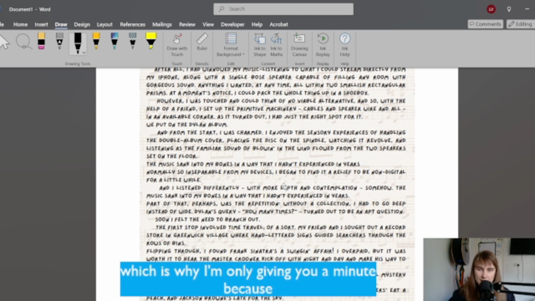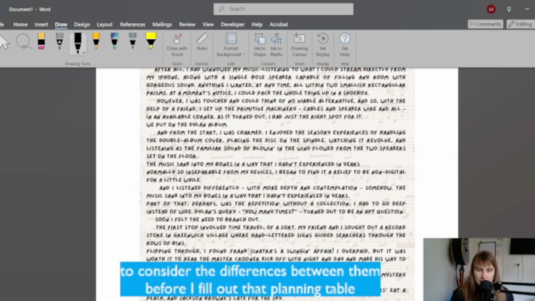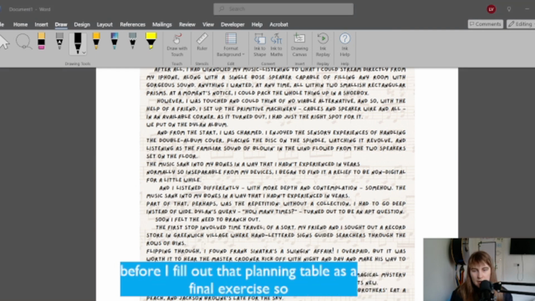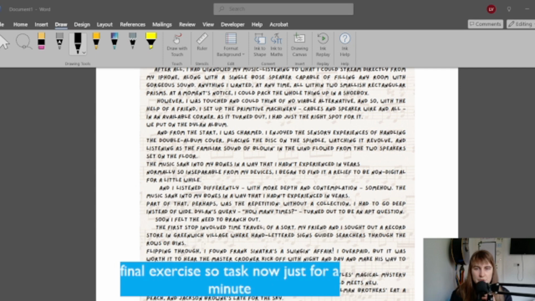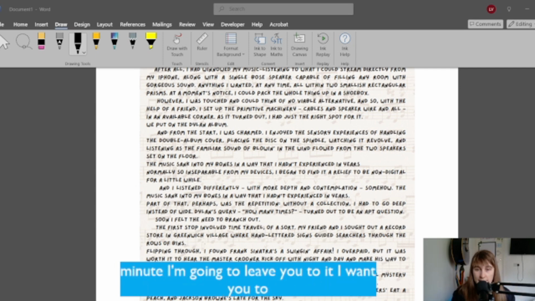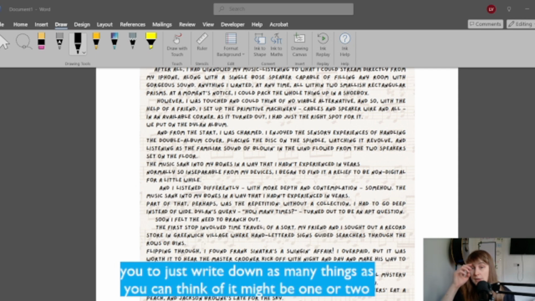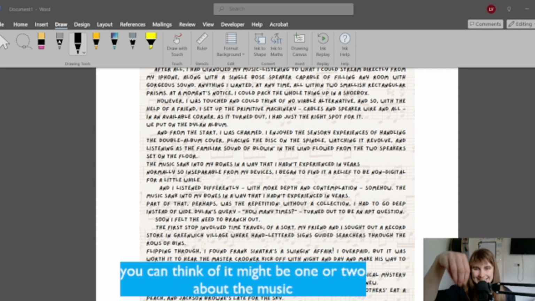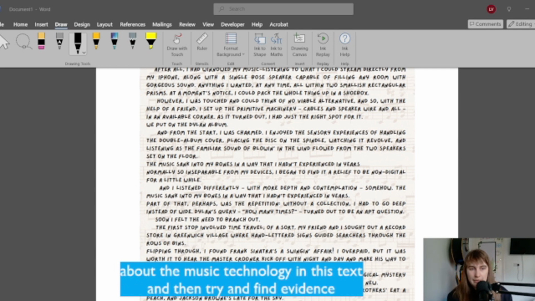because then I'm going to give you a moment to consider the differences between them before I fill out that planning table as a final exercise. So, task now, just for a minute. I'm going to leave you to it. I want you to just write down as many things as you can think of. It might just be one or two about the music technology in this text, and then try and find evidence to back that up.